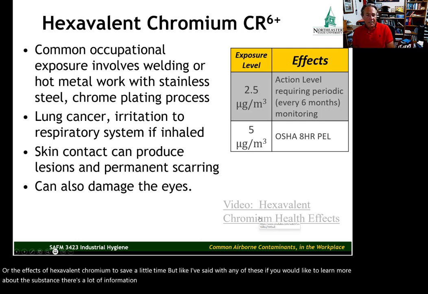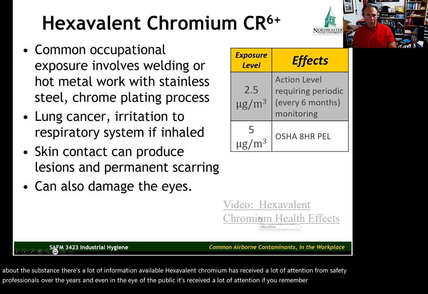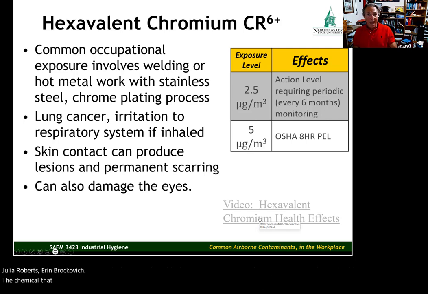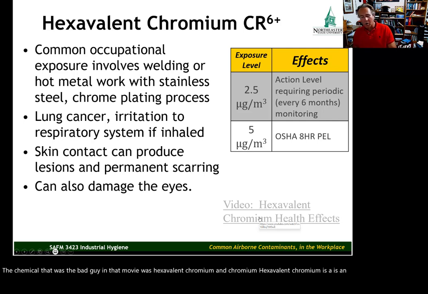Hexavalent chromium has received a lot of attention from safety professionals over the years. And even in the eye of the public, it's received a lot of attention. If you remember the movie with Julia Roberts, Erin Brockovich, the chemical that was the bad guy in that movie was hexavalent chromium. And hexavalent chromium is a form of chromium.